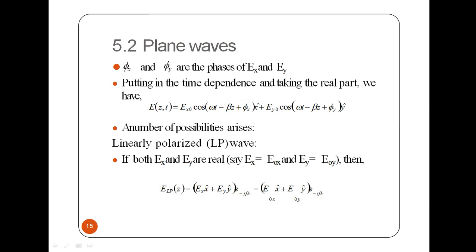For a linearly polarized wave, if both Ex and Ey are real, say Ex is equal to E0x and Ey is equal to E0y, then E(z) will be rewritten as E0x x-hat plus E0y y-hat, times e to the power minus j beta z, and the same will hold for that. E0x and E0y can replace Ex and Ey.